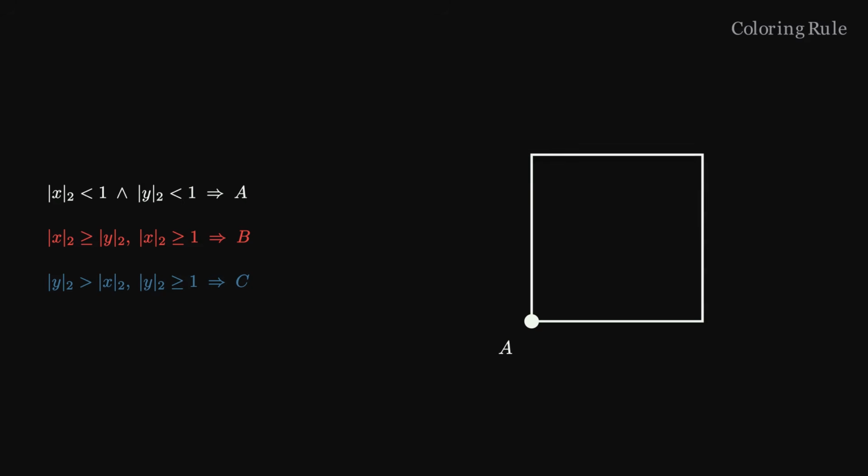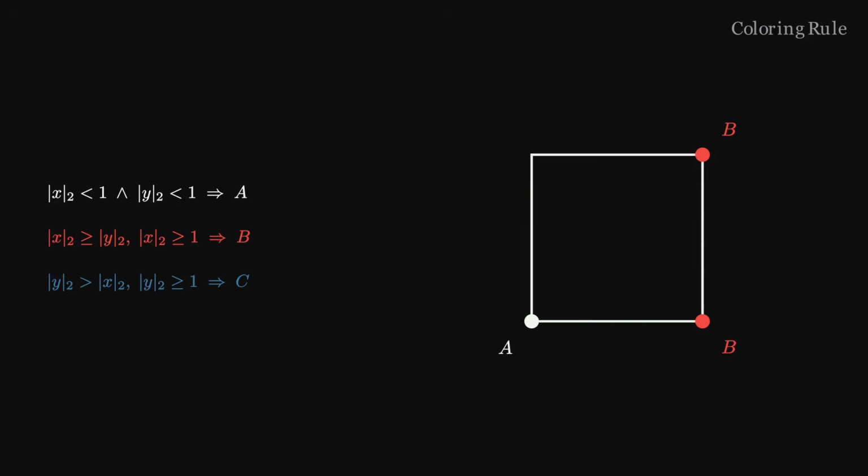Both sizes are less than 1, color A. The bottom right corner is (1, 0). The size of 1 is 1, the size of 0 is 0, so x dominates at size 1. Color B. The top right corner is (1, 1). Both coordinates have size 1. They're tied, and the rule breaks the tie in favor of x.